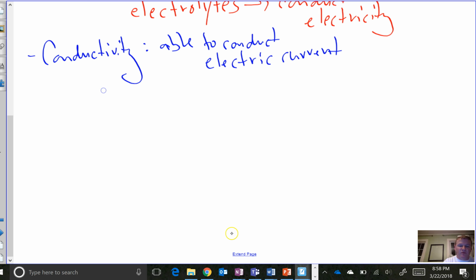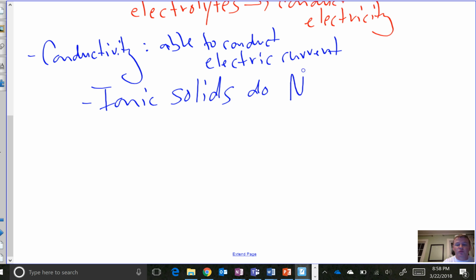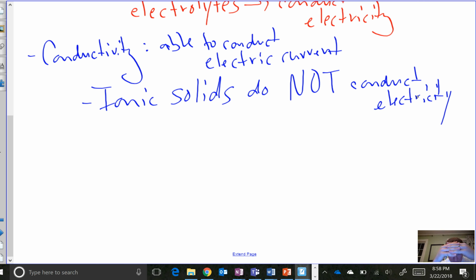So specifically for ionic compounds, ionic solids do not conduct electricity. Because those positive and negatives, they're locked up as a solid. They're paired up with each other. Those electrons aren't free to move around.